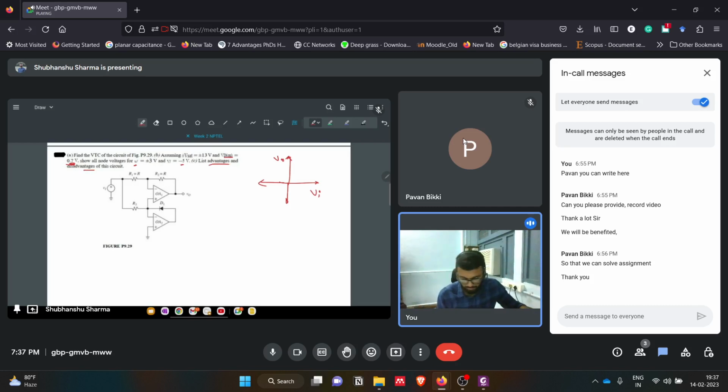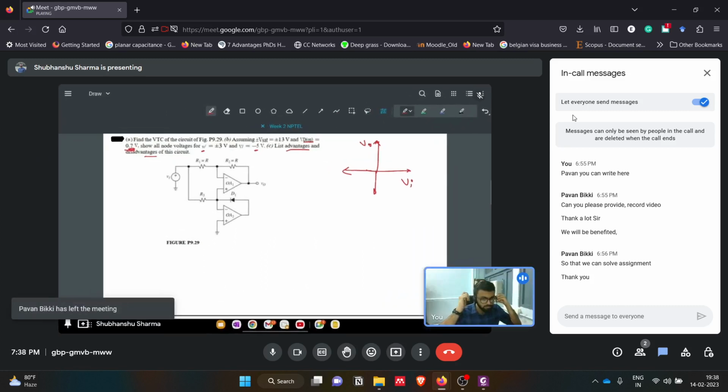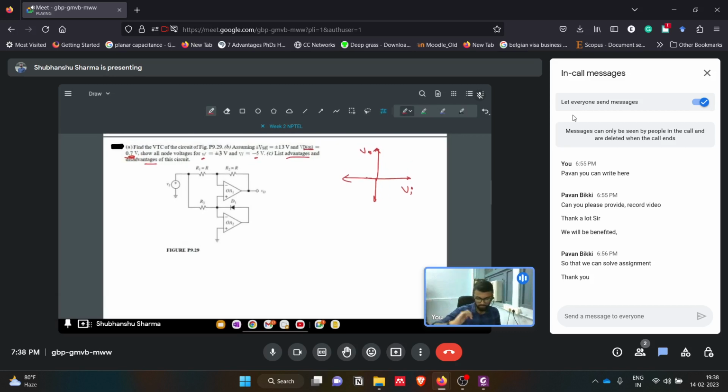So how will we solve this, and what will be the VTC? We have an input voltage, and only one diode is being used here, so we have to determine this. Yeah, I will solve this question.